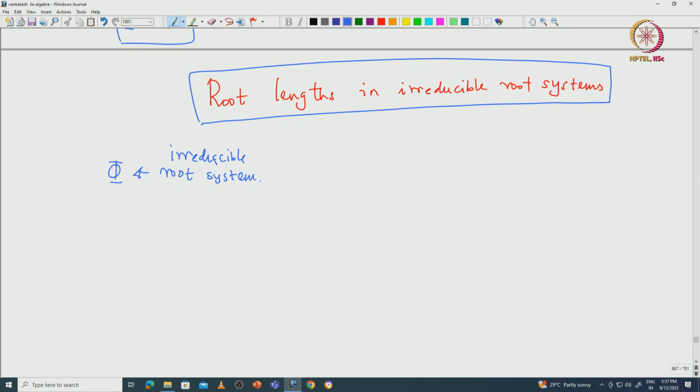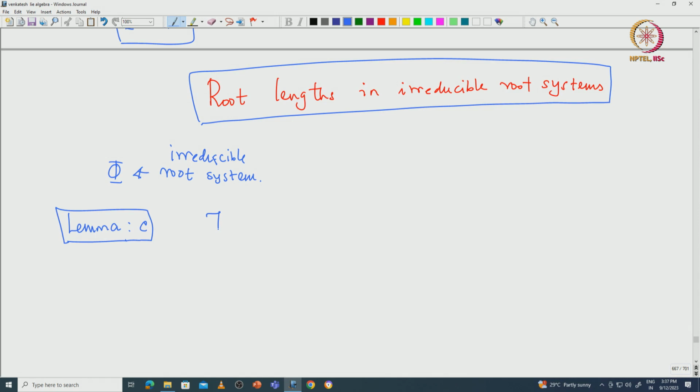So, we claim that there exist at most two root lengths that occur in phi. Okay. So, this is the lemma. So, I guess this is the third lemma that we are proving about irreducible root systems.